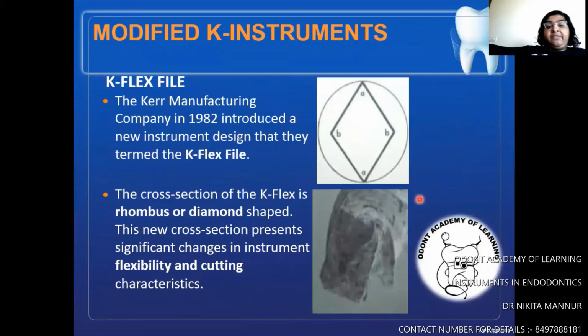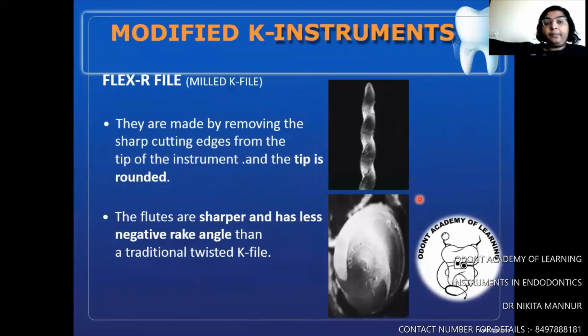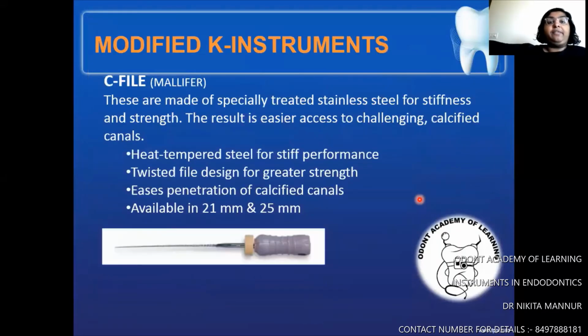Now, a K-flex file was introduced because we need more flexibility inside the canal in order to negotiate it. The cross-section of the K-flex is a rhombus or diamond shape, and the new cross-section presents significant changes in instrument flexibility and cutting characteristics. Now, coming to a Flex-R file, it is made by removing the sharp cutting edge from the tip of the instrument, and the tip is more rounded. The flutes are sharper and it has a less negative rake angle than a traditional twisted K file.